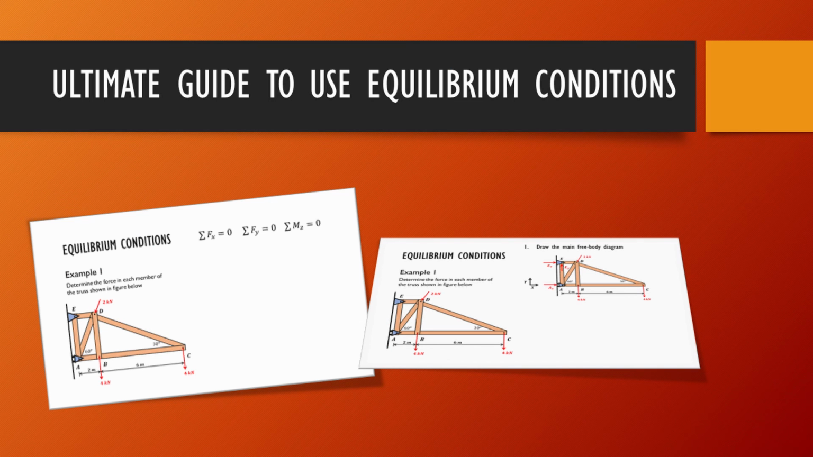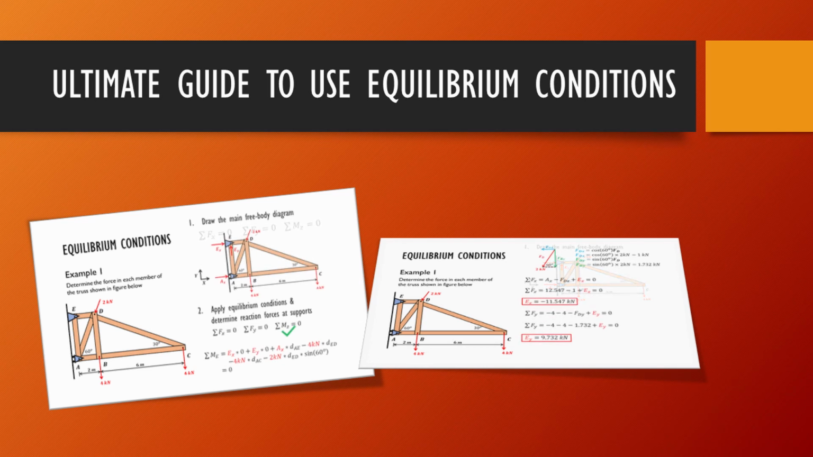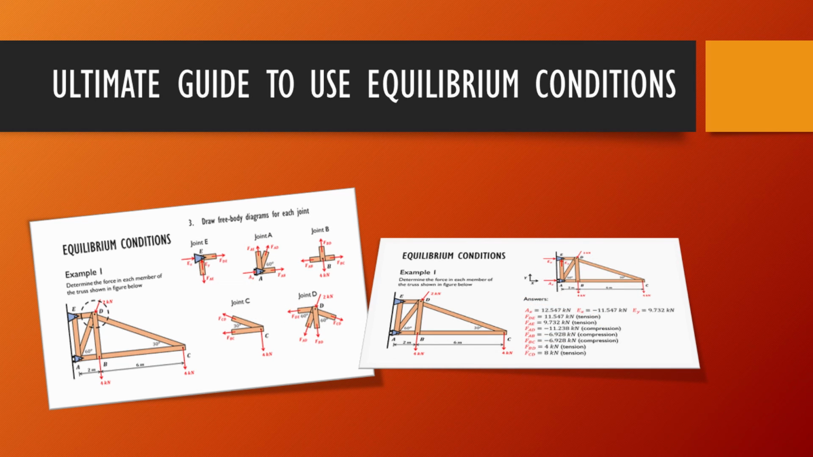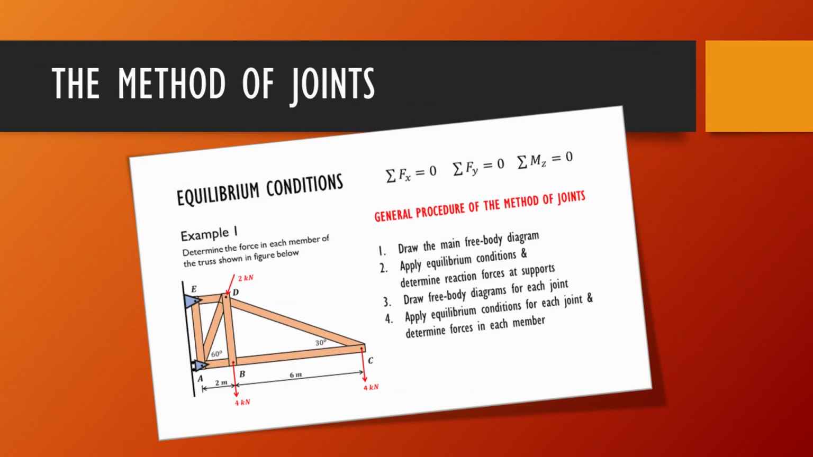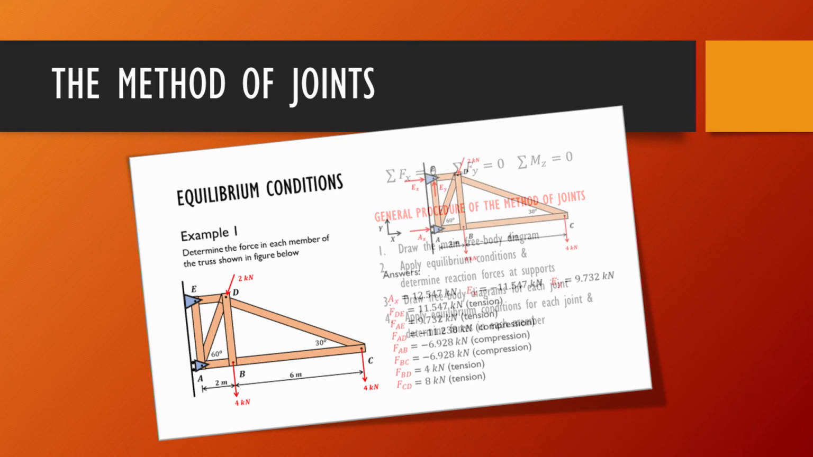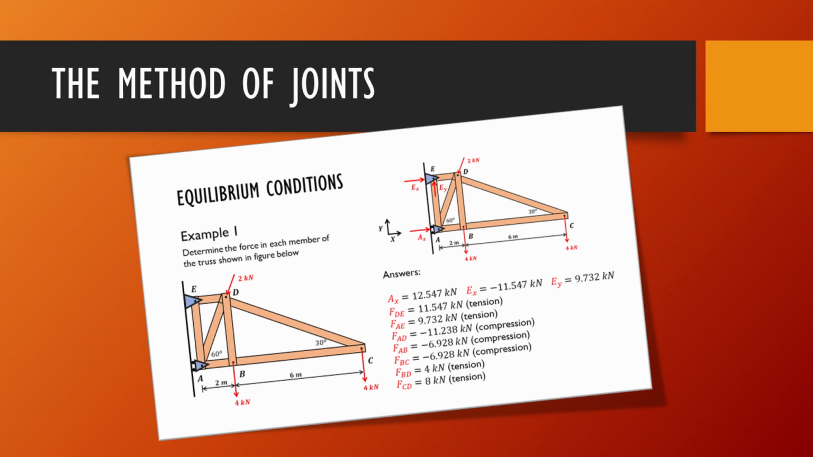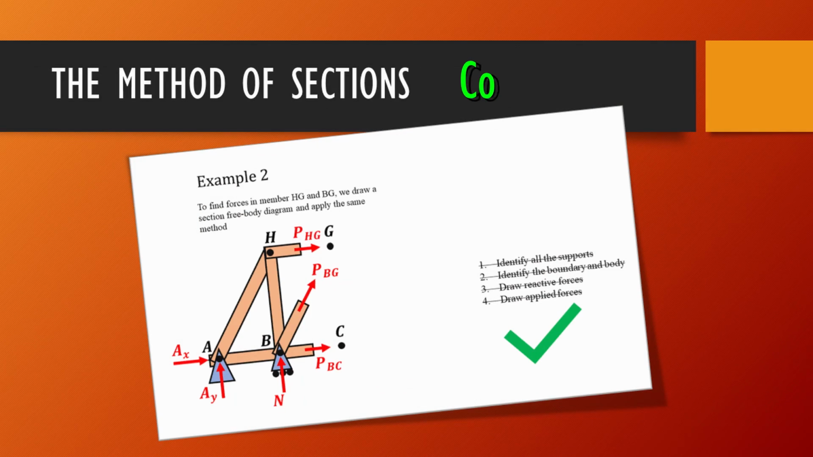Okay, this is the end of the video for you guys today. Hopefully now you know how to apply equilibrium conditions to solve two-dimensional truss problems. In this episode, I introduced the method of joints to determine the force in each member. In fact, there is another popular method that engineers use. It is called the method of sections. I'll cover it in the next video.